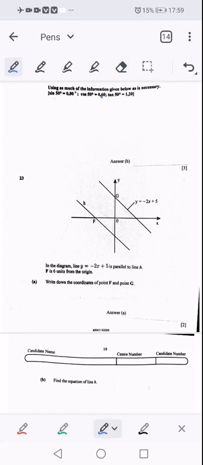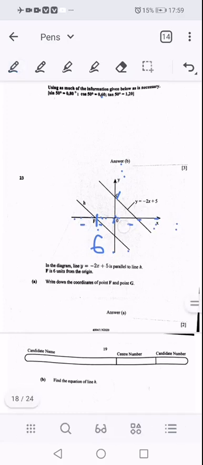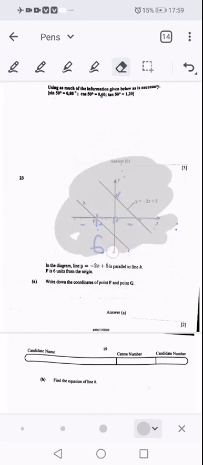Write down the coordinates of F. F is 6 units from the origin.